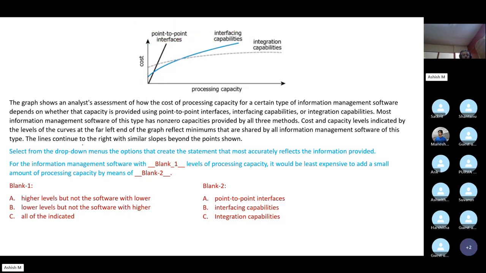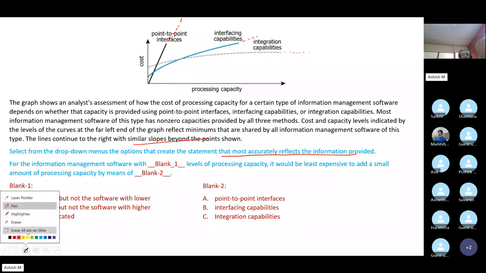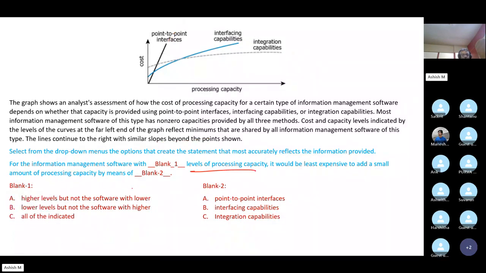And then it says the lines continue to the right, which means basically this is the same trend. So the line continues to the right with similar slopes beyond the points shown. Then it says select from the drop-down menus the options that create the statements most accurate. For the information management software with dash levels of processing capacity, it would be least expensive. This is the keyword: to add a small processing capacity by means of what?